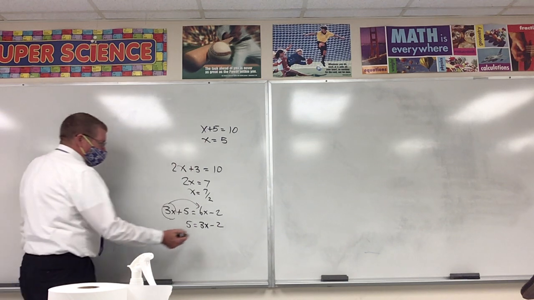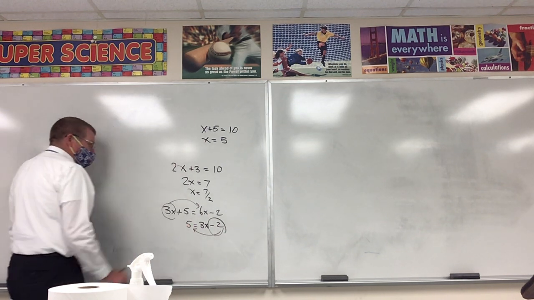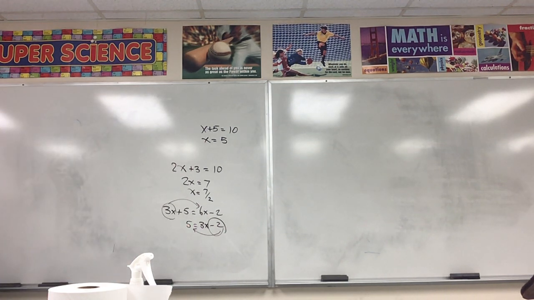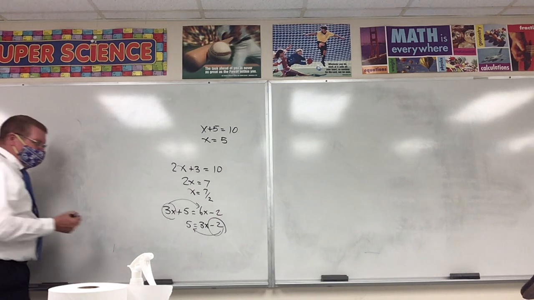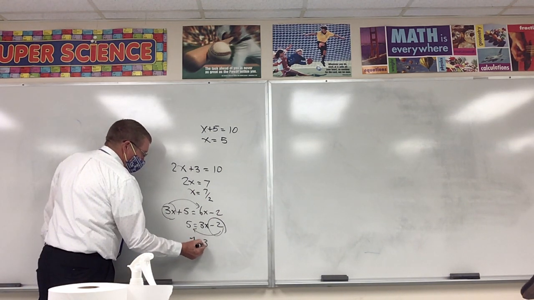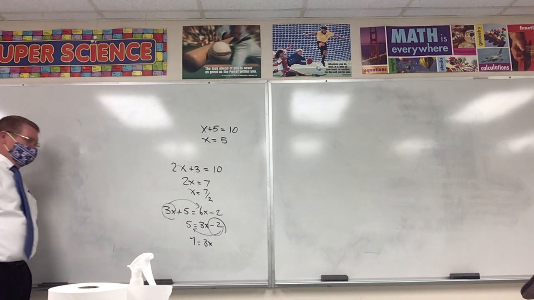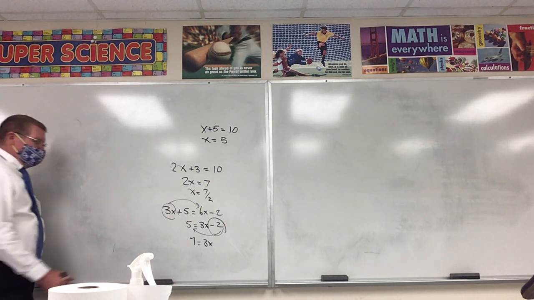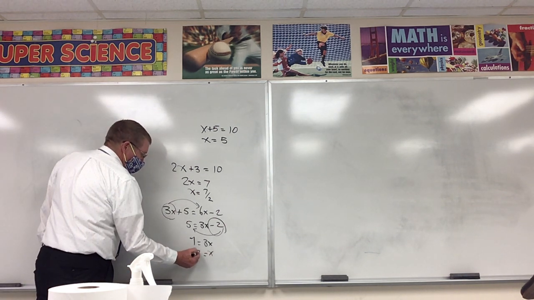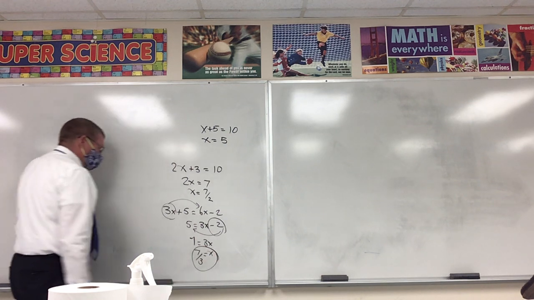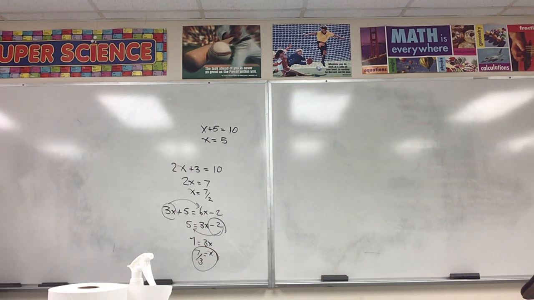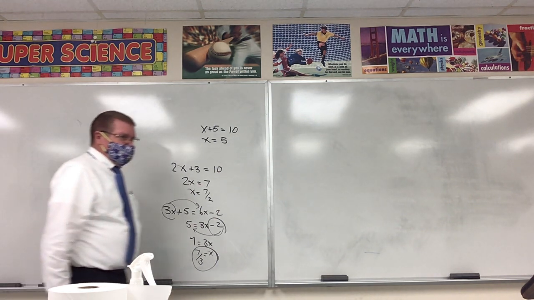Then I want to take the 2 to the 5, and to take the 2 to the other side, we're going to do what? Add. And then we want to divide by the 3, and we get x = 7/3. And again, it's however much you want to give me, but I need to see at least that in your work. That way I can see what you did. Let's look at another example.